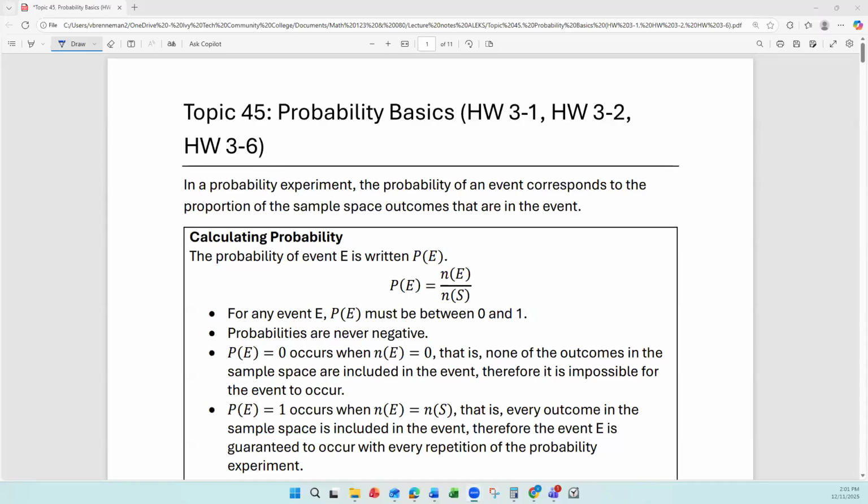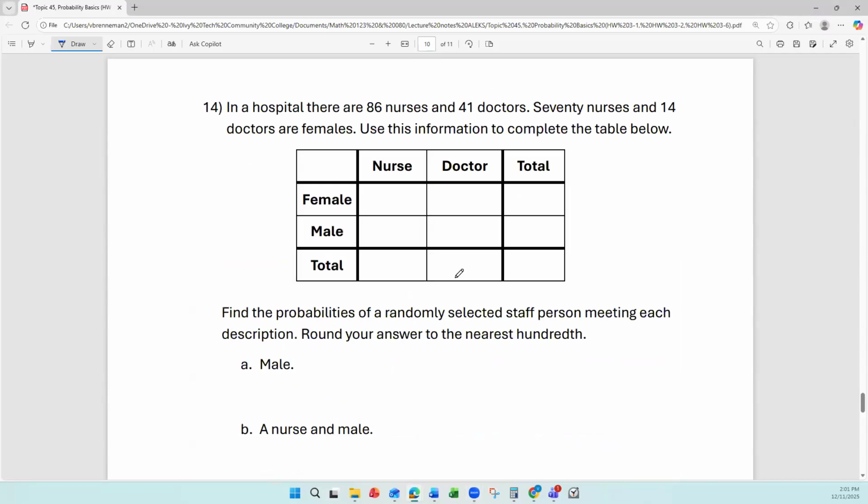This video is over topic 45, number 14, calculating probabilities from a table. So here we need to fill in the table. We've got some information. Usually you'll be given the table, but not the totals, so it's helpful to find the totals. But here we have, there are 86 nurses.